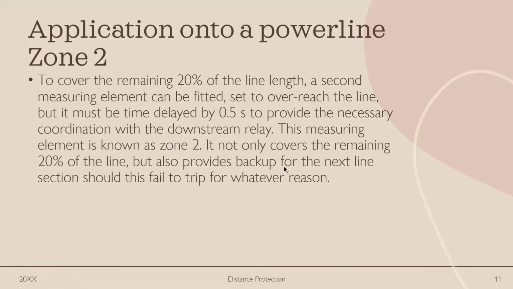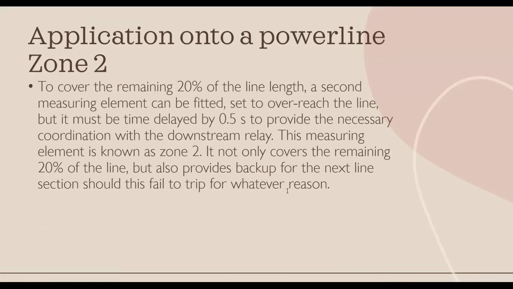Application onto a power line for zone 2. To cover the remaining 20% of the line length, a second measuring element can be fitted, set to overreach the line, but it must be time delayed by 0.5 seconds to provide the necessary coordination with downstream relays. This measuring element is known as zone 2.